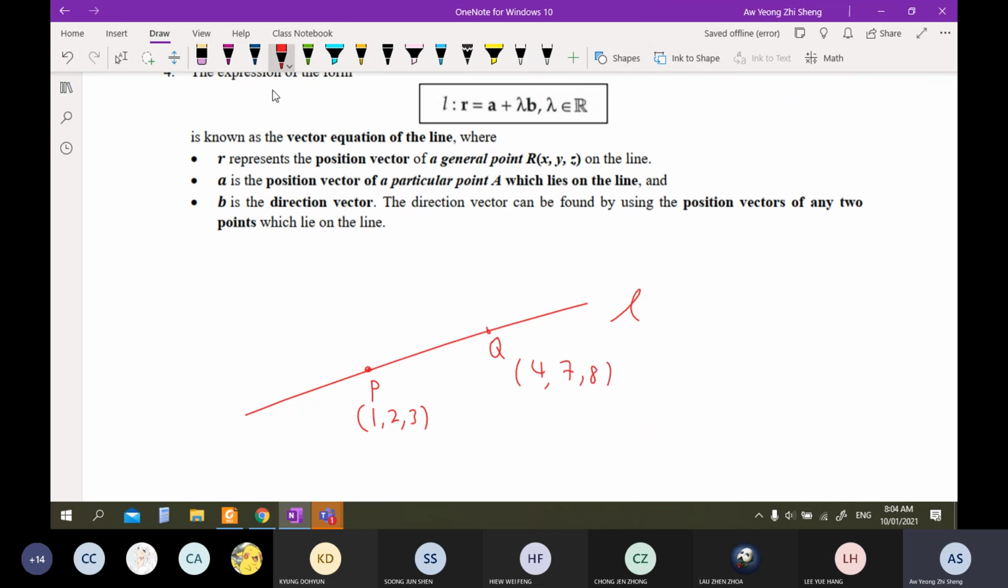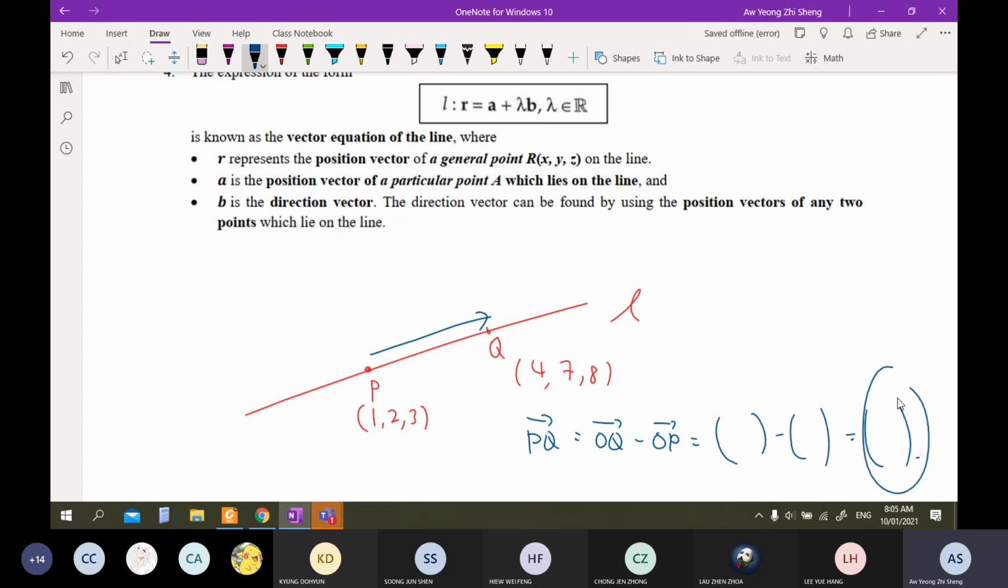Then to get a vector parallel to the line is easy. You can always find vector PQ. PQ is OQ minus OP. And then by doing some simple computation, you can get this. And this can be taken as the direction vector. PQ can be taken as the direction vector because the direction vector is only any vector parallel to L.